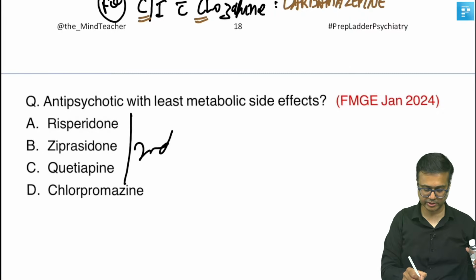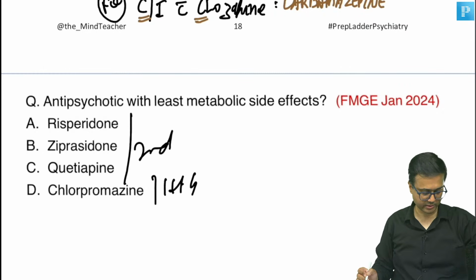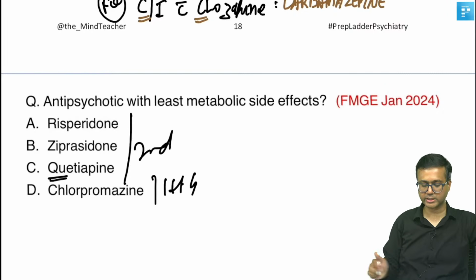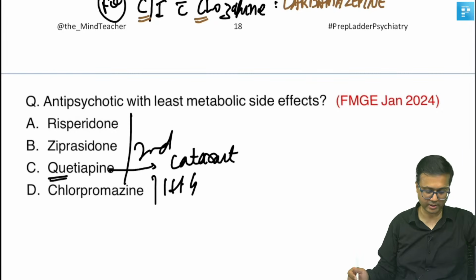These three are second generation, this is first generation. But still, we know it's not the answer. Quetiapine is also a second generation. It also is associated with side effects like cataract. Okay, some ocular finding. Very good.